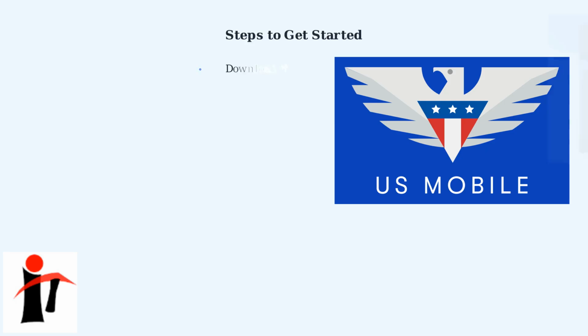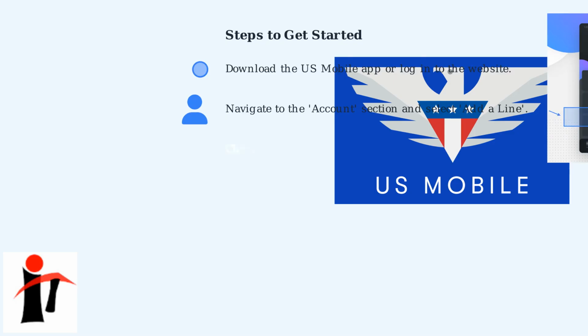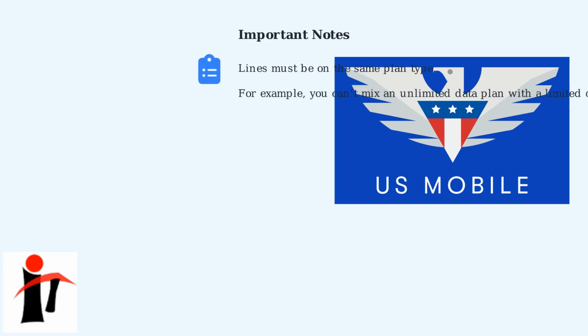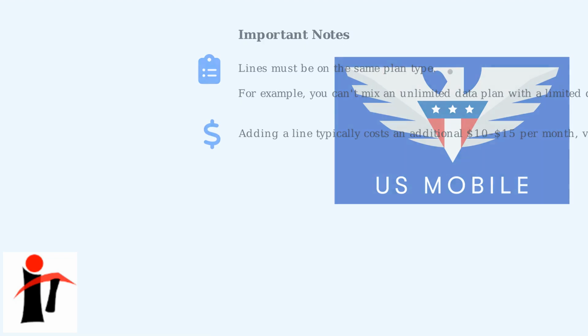To start, download the US Mobile app or log into the website. Navigate to the Account section and select Add a Line. Then choose Family Line or Secondary Line based on your needs. Note that lines must be on the same plan type. For example, you can't mix an unlimited data plan with a limited data plan. Adding a line typically costs an additional $10 to $15 per month, varying by plan tier.